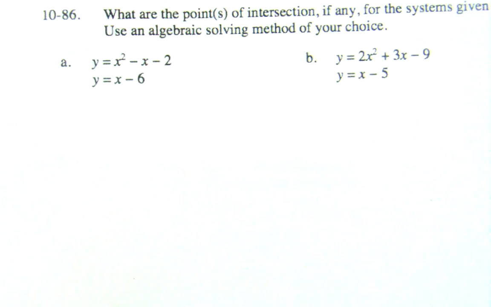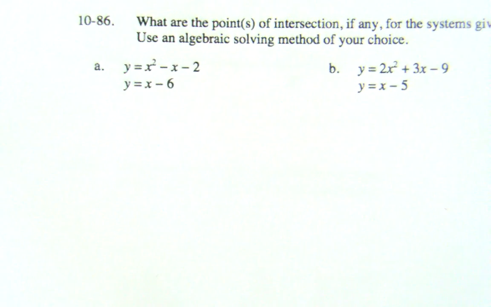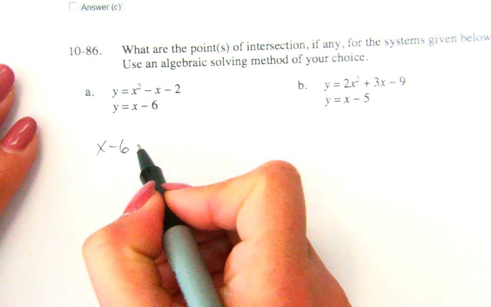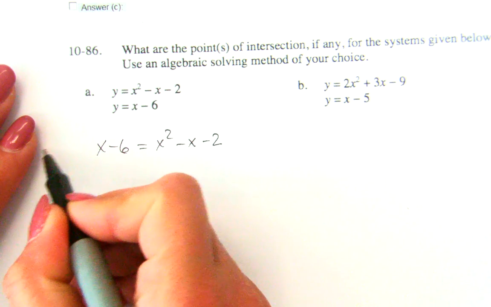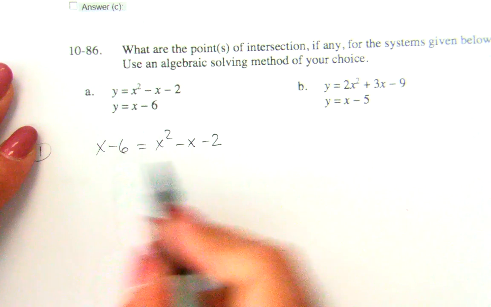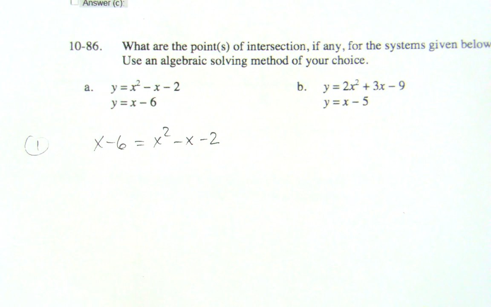86. You should know what to do with these. I'm just going to remind you to set up. Since they're both equal to y, you can actually use the equal values method on this one. So you have x minus 6 equals x squared minus x minus 2 as your first setup. And then solve it from there. Make it equal to 0. Do whatever you want, quadratic or factoring, and then you need 2 answers.